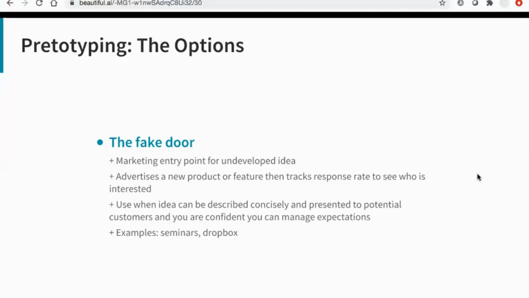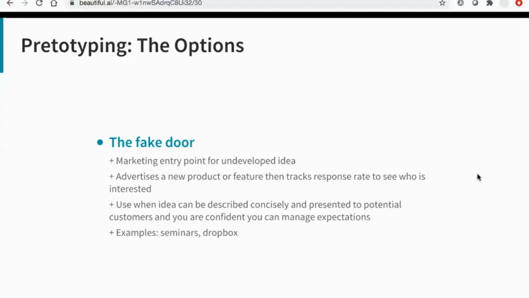A good example of this would be seminars. Say you wanted to create a weekend seminar, and you could go through the process of creating the curriculum and getting some speakers and finding a location. But you could also just see if people sign up and give you the money for this concept you have for a seminar before you actually put in any of that work, if you're reasonably certain you could put in that work and it would be something that you'd want to provide as the seminar.